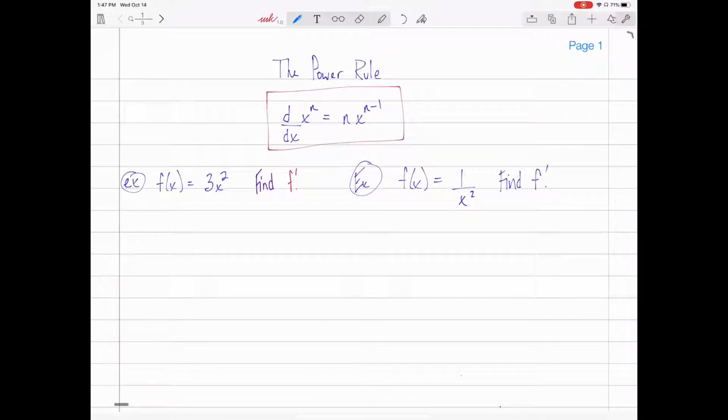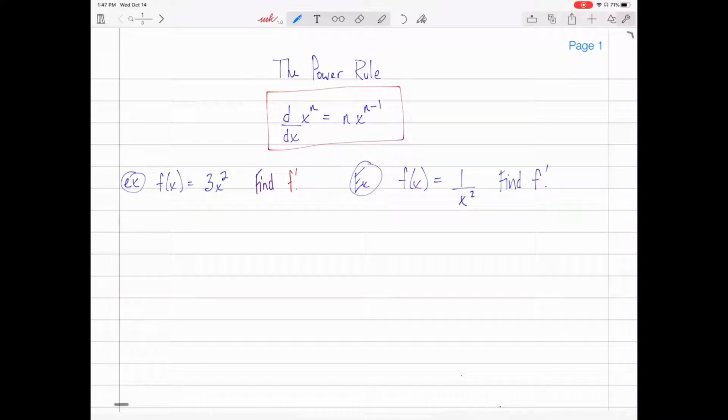But thankfully, there are a lot of different rules that we can use to make this process so simple that you wouldn't even think twice about using these techniques versus the limit definition. So if we look at the first example, actually, let's look at the power rule itself. So it says d dx of x to the n equals n times x to the n minus 1. And that looks complicated in a way, but it is the simplest of all of the rules, and it's one of the most useful ones.